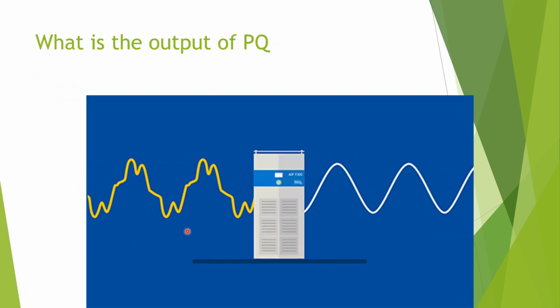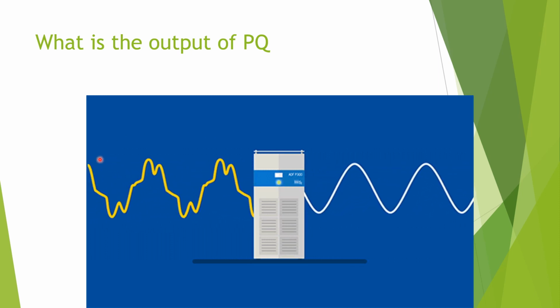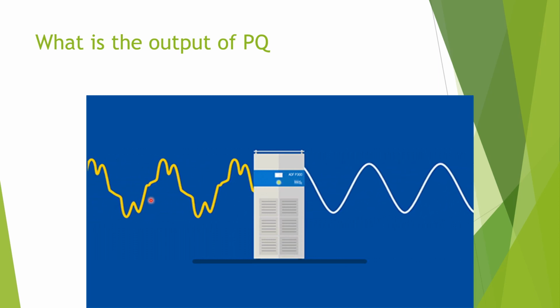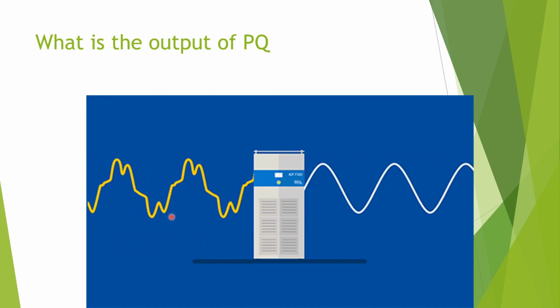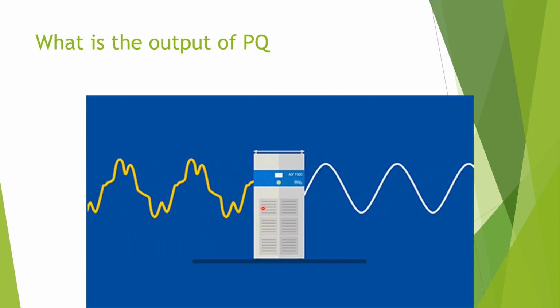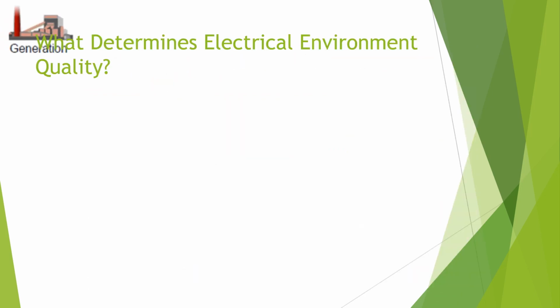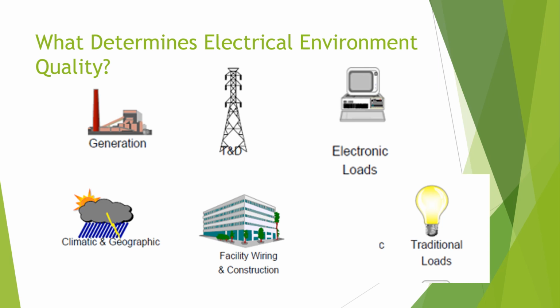So what do we actually require? We require a safe output, this waveform in this format. What do we actually get? This is the waveform that we get, but we cannot guarantee that the waveform will always be obtained this way. So you need to provide some solutions or devices so as to get an output in this way. For that, we have generation, transmission, electronic loads and climatic change. These are the things that are going to affect it.